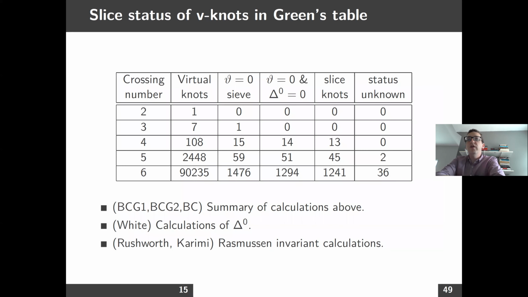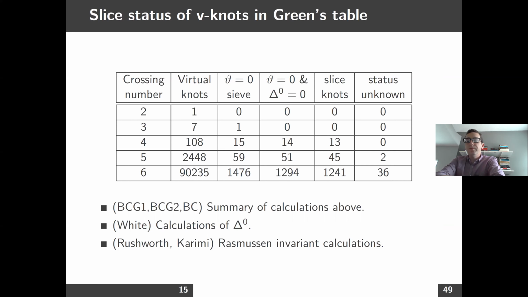Okay, so if you just look at the graded genus and the generalized Alexander polynomial, what can you say? Here's the information from Jeremy Green's table. We have the crossing number and the number of virtual knots with that crossing number. Then we have what happens when the graded genus is equal to 0, and what happens when the graded genus and the generalized Alexander polynomial are both equal to 0.